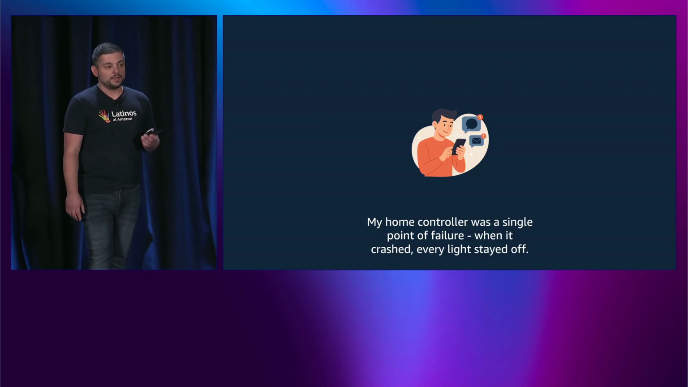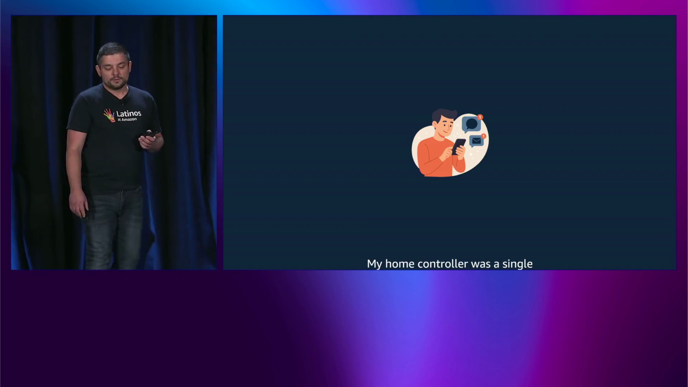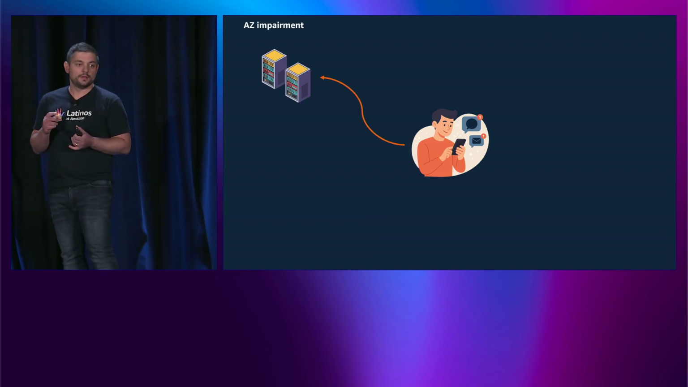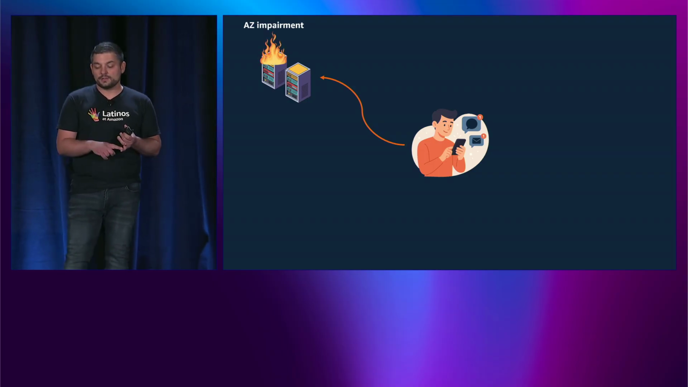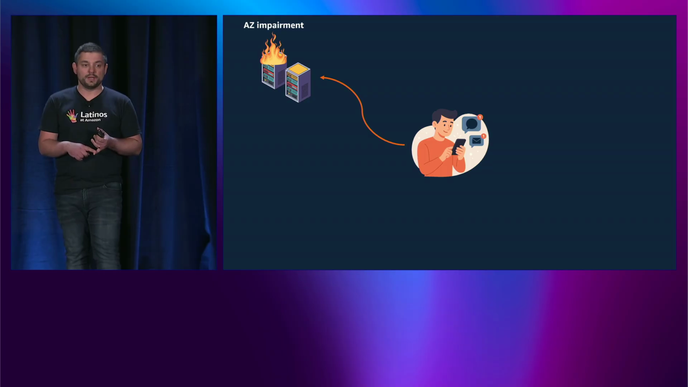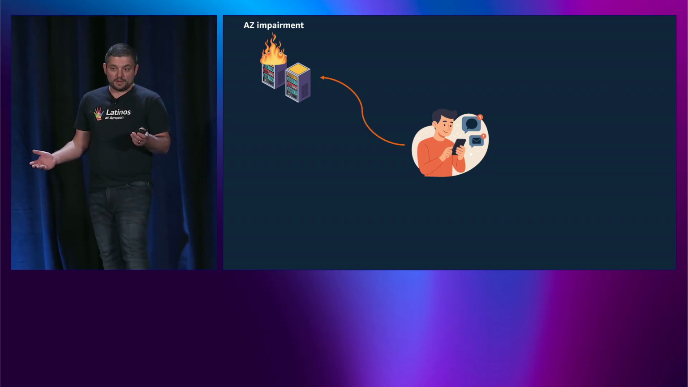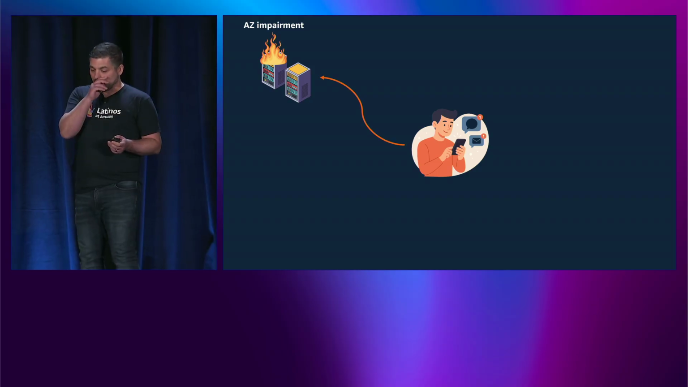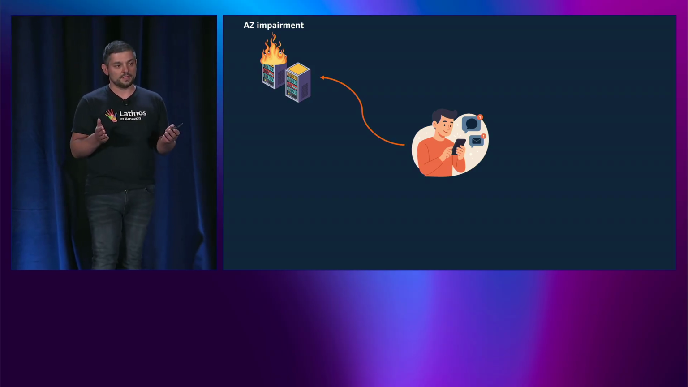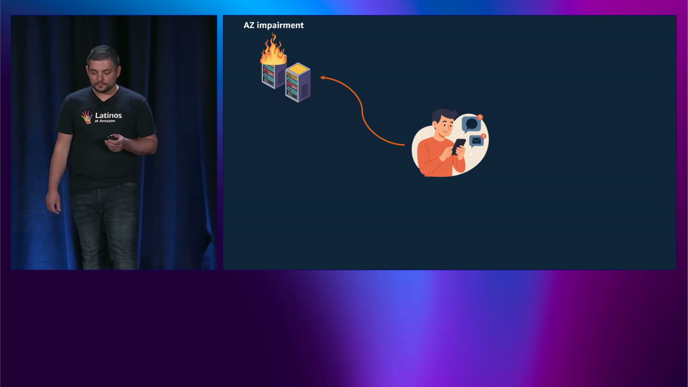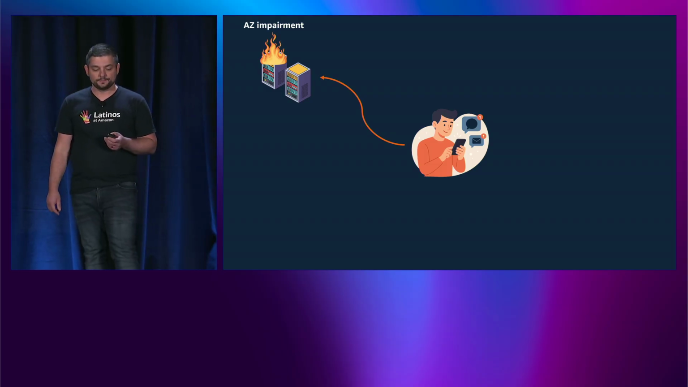When it crashed, every light stayed off, right? So if you think about this, we have the availability zone impairments. Availability zones are isolated fault domains with independent power, cooling, and network. But availability zones can also fail, and that's why it's important to have a multi-AZ discussion. Resiliency starts with redundancy across multiple AZs.